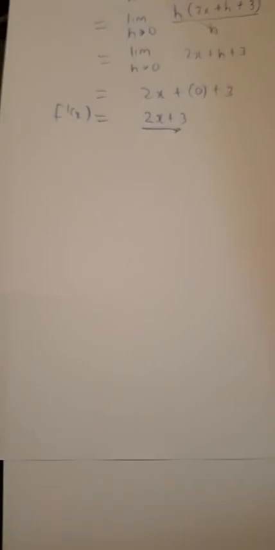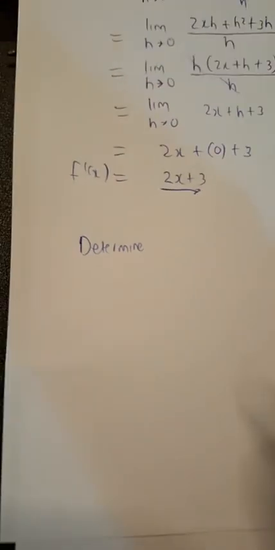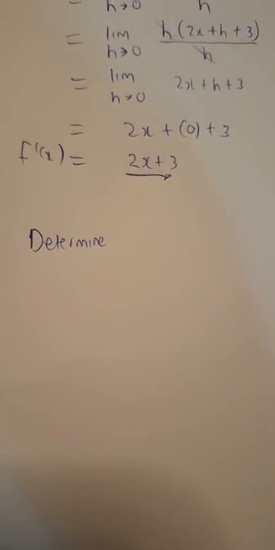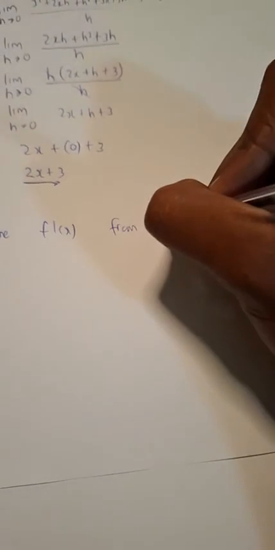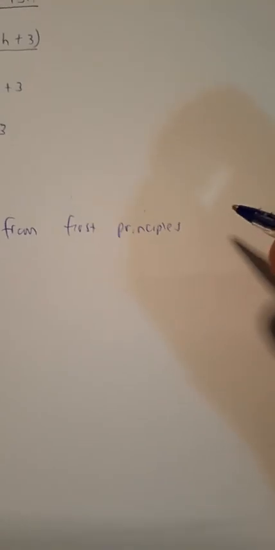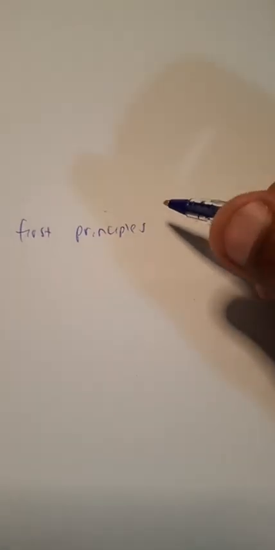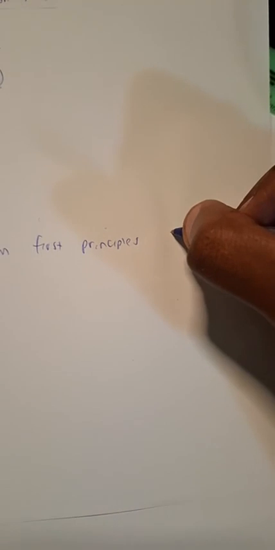Okay, let's look at another one. If we were asked to find from first principles, remember we always derive using first principles only when it is explicitly asked in the question. So if it says here, determine f prime x from first principles, then we just go to the formula sheet and utilize that beautiful formula that I've just showcased to you. Let's just look at another one. It was x squared plus 3x.